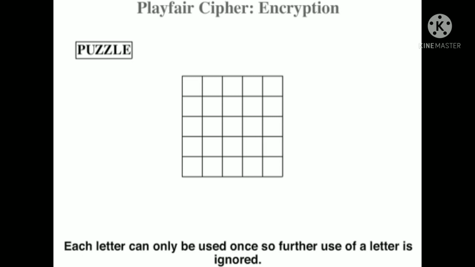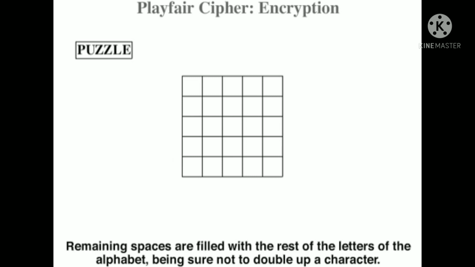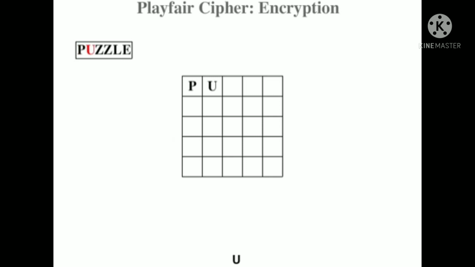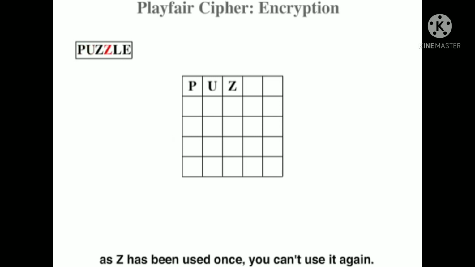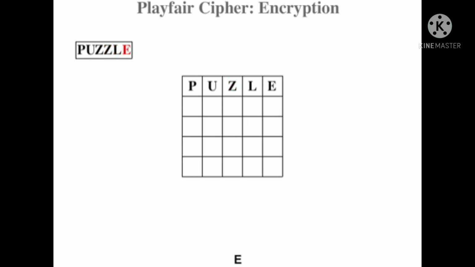Each letter can only be used once, so further use of a letter is ignored and the remaining spaces are filled with the rest of the letters of the alphabet. Be sure not to double up. P, U, Z. As Z has been used once, you can't use it again. L, E, A, B, C, D, E. E has been used. F, G, H.